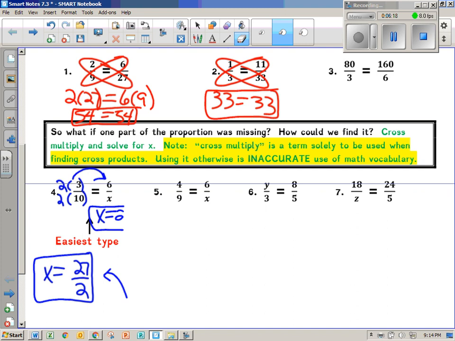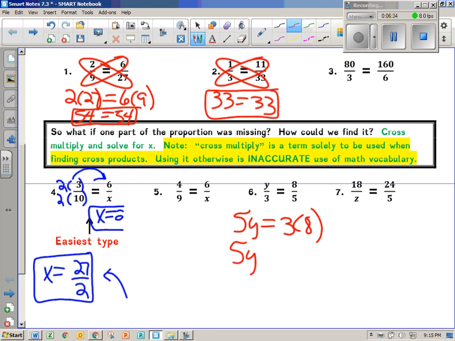So let's move on and take a look at this next one. So 5 times y equals 3 times 8. Well, 5 doesn't go into 3 or 8, so I'm going to just go ahead and multiply 3 times 8. Then I'll divide both sides by 5.